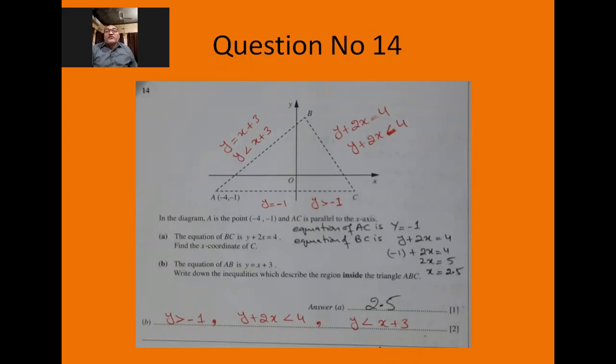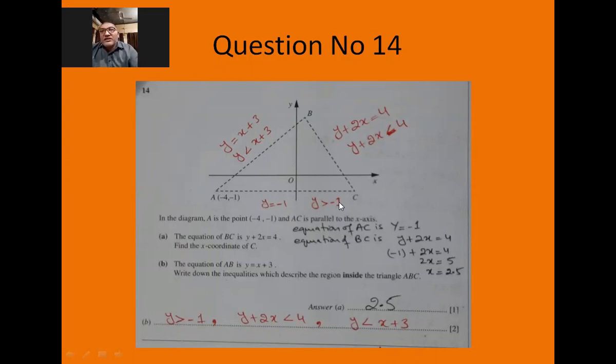So the x coordinate was the question. So that will be 2.5. The B part is that he says the equation of the line AB is y equals x plus 3. And write down the inequalities which describe the region inside the triangle ABC.